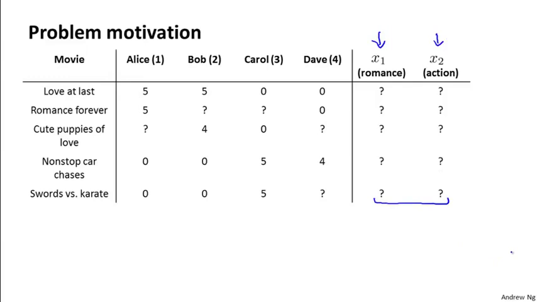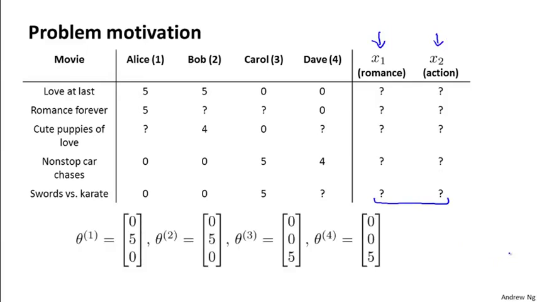Let's say that we've gone to each of our users, and each of our users has told us how much they like romantic movies and how much they like action-packed movies. So Alice has associated a parameter vector theta1, Bob theta2, Carol theta3, Dave theta4. And let's say Alice tells us that she really likes romantic movies, and so there's a 5 there, which is the multiplier associated with x1. And let's say Alice tells us she really doesn't like action movies, and so there's a 0 there.